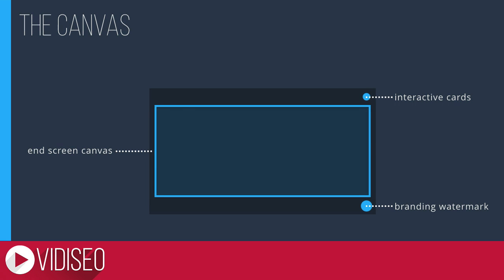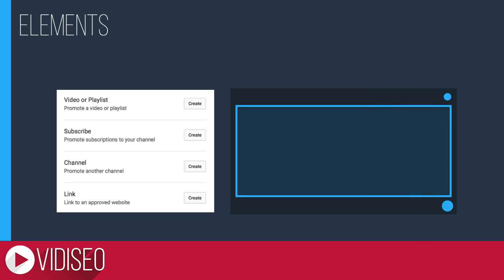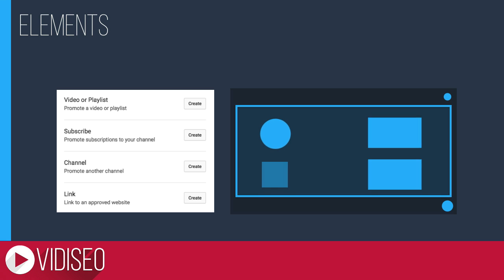You can add a number of different elements just like interactive cards. You can add a video or playlist, a subscribe button, a channel button, or a link to an approved website. And you can place those all over that defined canvas in really whatever arrangement or order that you like.